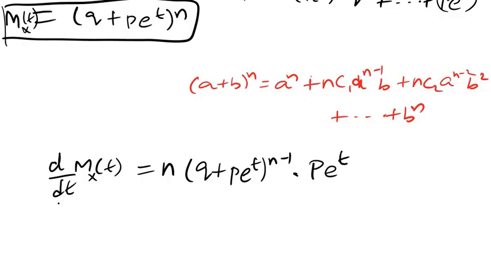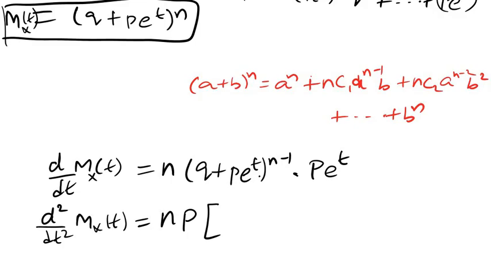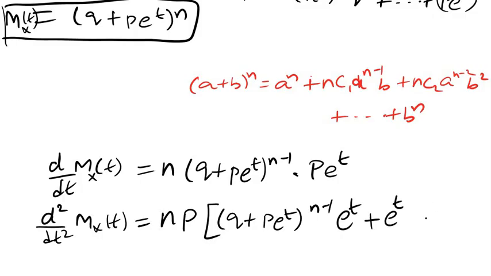Again differentiating this with respect to t, we get d square by dt square M of t equal to, here we have n and p as constants, we take them out, and we have (q plus p e power t) power n minus 1 and e power t, the product of two terms containing the variable t. We can apply the UV method, keeping the first term as it is, (q plus p e power t) power n minus 1, differentiation of e power t is e power t, plus keeping the second term as it is, differentiation of the first term, n minus 1 into (q plus p e power t) power n minus 2 into p e power t.